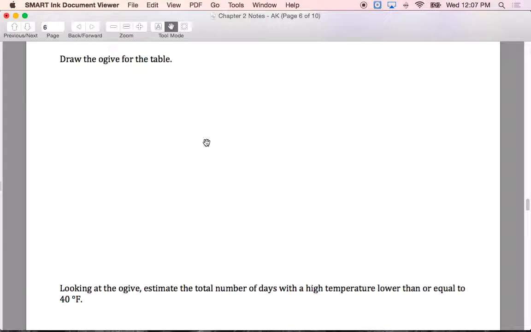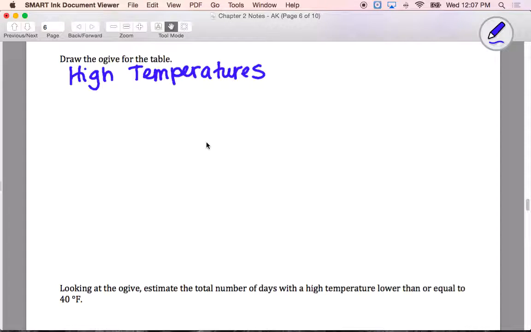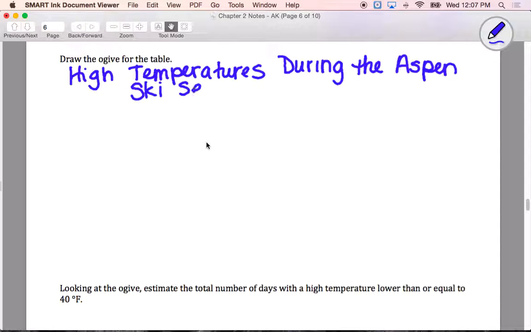Now for your ogive, you're going to take those cumulative frequencies. You still need to make sure that you give a title and label everything. So we are looking at high temperatures during the Aspen ski season.